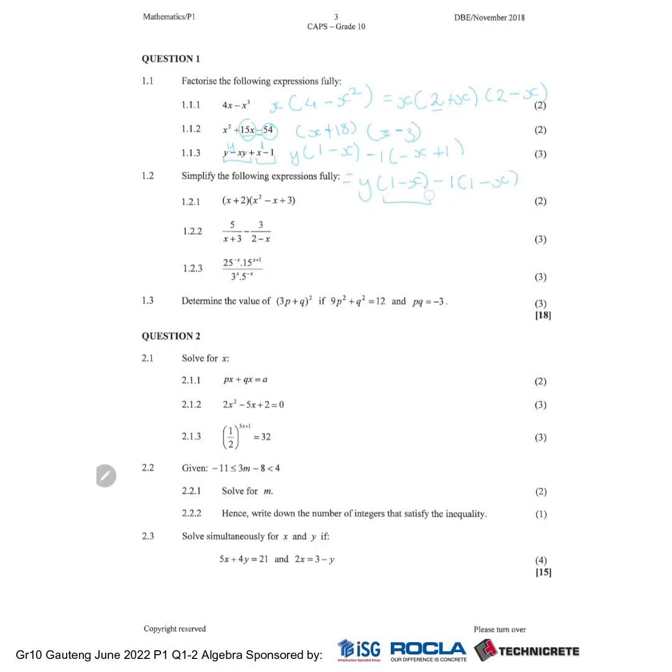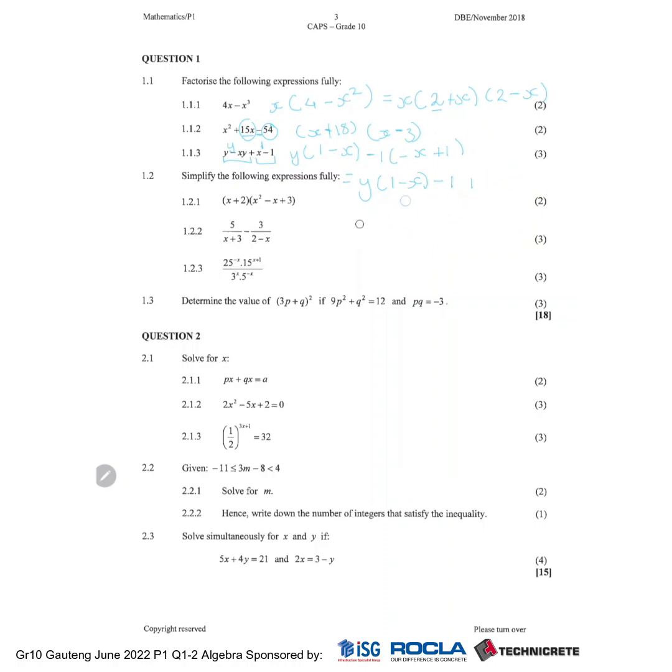Now we see there is another common factor, 1 minus x, so we will take that out. We'll take 1 minus x, and that just leaves us with y minus 1. That's how we would fully factorize that.